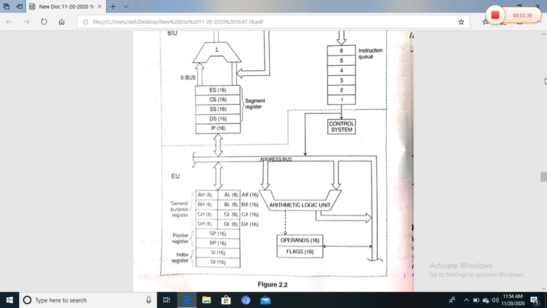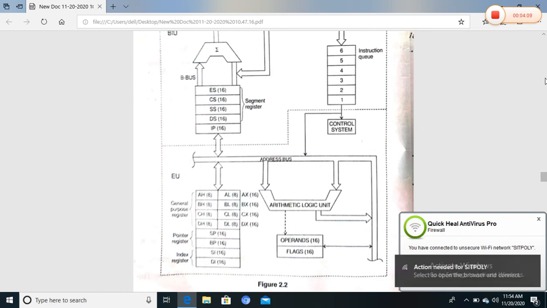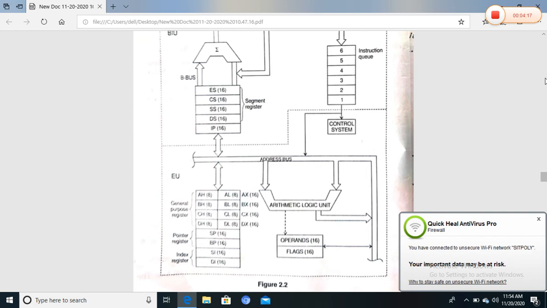And in the EU there are different parts. We study the BIU today. The BIU consists of 16-bit segment registers ES, CS, SS, DS, a 16-bit instruction pointer, an address generator unit, and the instruction queue, IQ, which is 6 bytes long. In this BIU, the question asked is: what is the function of the BIU, and which blocks are in the BIU?